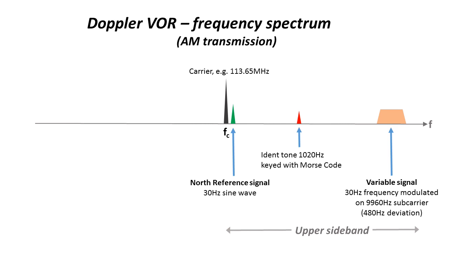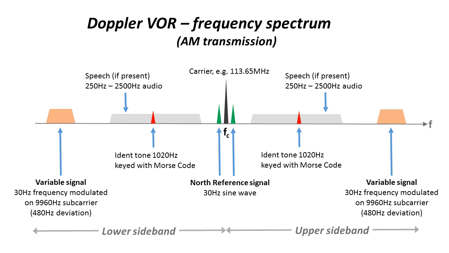Next, there is the 1020 Hz ident tone, keyed with the Morse code identifier. And finally, if provided for, there's the speech signals occupying the band from 250 to 2500 Hz or so above the carrier. Speech transmission is not always used, but if it is, it could give weather or similar operational information to pilots. Of course, as for any conventional AM transmission, there is a symmetrical lower sideband emitted as shown.